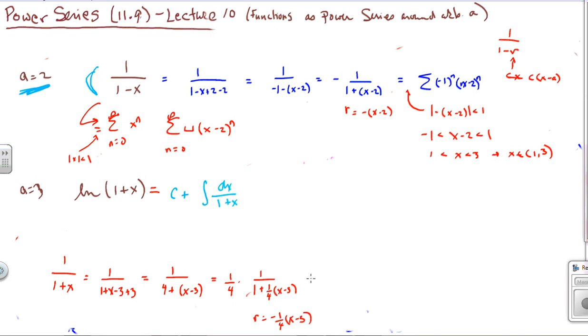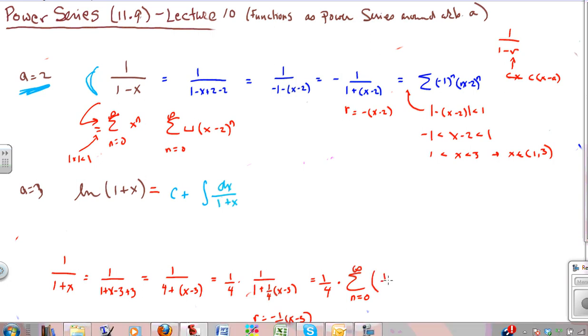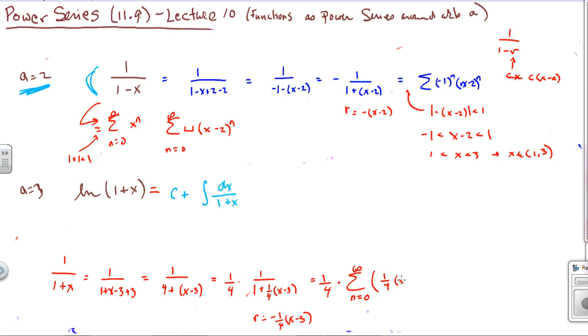So this is going to be 1/4 times the sum, n equals 0 to infinity, of (1/4 times (x minus 3)) raised to the n. And this holds as long as this r, which is 1/4 times (x minus 3), is less than 1.